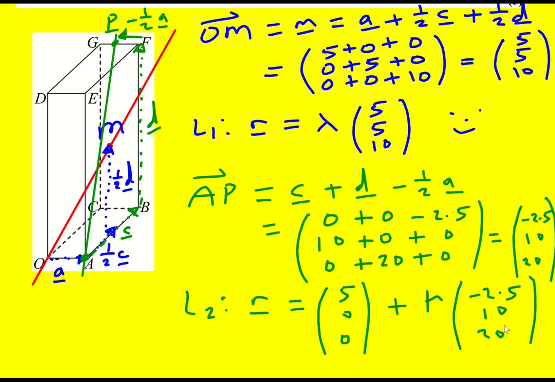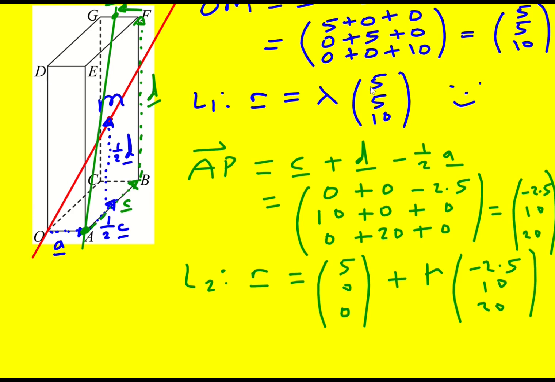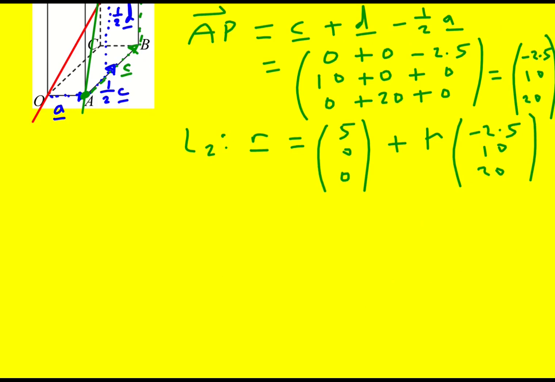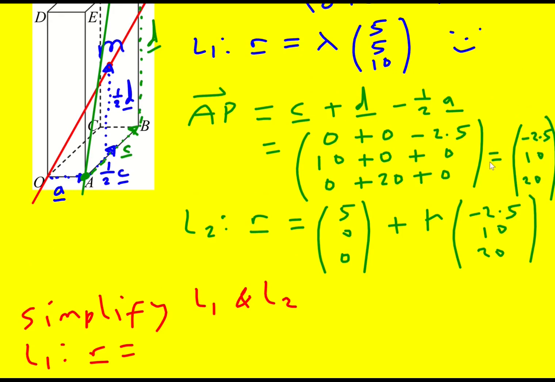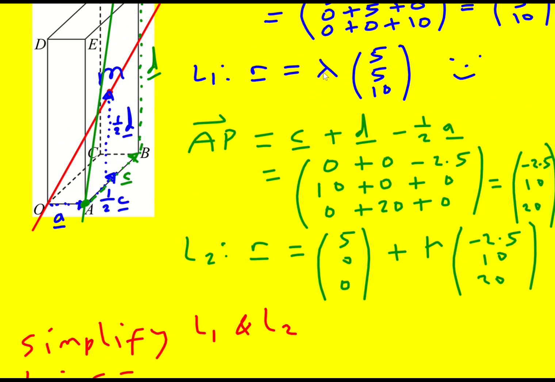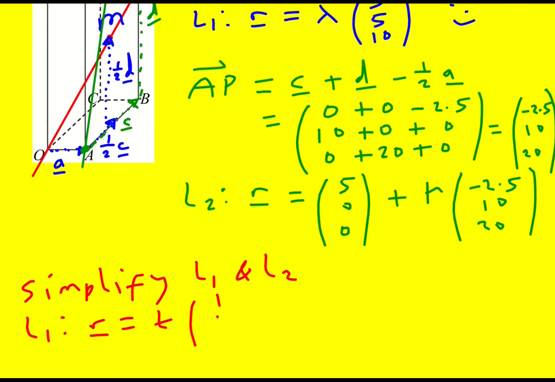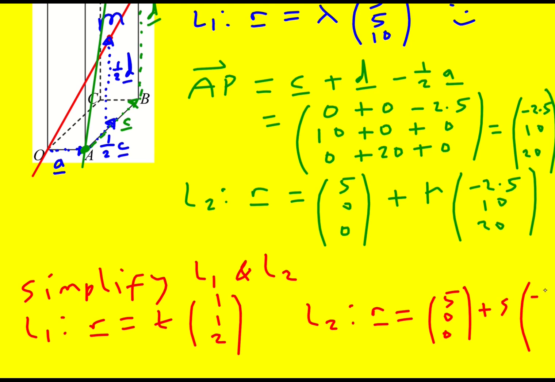I'm just thinking about this. I could maybe simplify these a little bit because there's a factor of 5 here, so I could take it out. I think that might be easier, so I'm going to simplify both of them. L1 can actually be written, if I take the factor of 5 out, I'll get 5 lambda, and I could just call that something else like t. So it's actually going to be t(1, 1, 2). Much simpler. And L2, well, okay, I need to get onto the line, so this needs to stay the same. But now I can take a factor of 2.5 out, and 2.5 mu, which I can just call s. And it's going to be (-1, 4, 8). And again, that's just a bit easier to deal with.